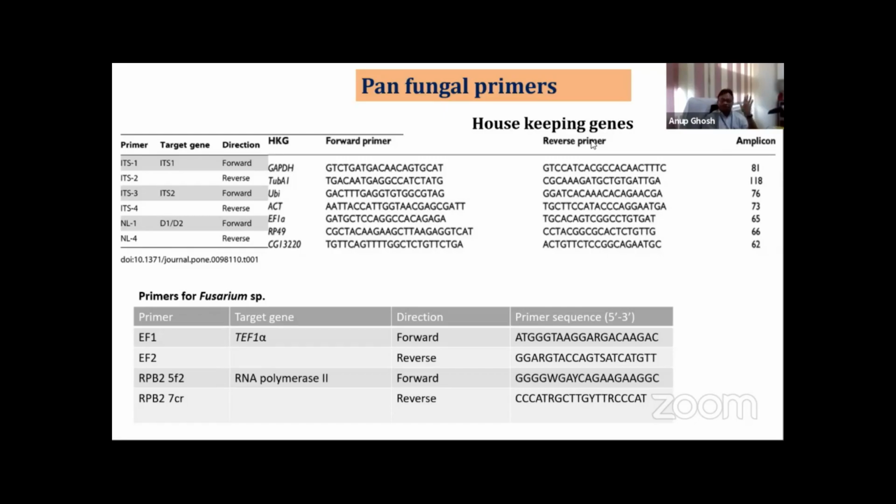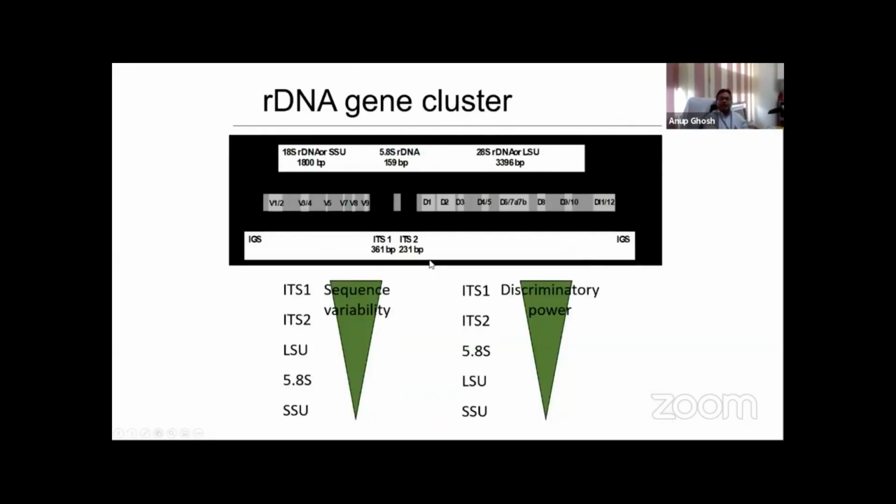So these are all housekeeping genes we are also using for the diagnosis of fungal infection, or basically the identification. The only problem with these genes is that they are not multiple copy, they are single copy genes. And this particular diagram shows, when we are designing the primer and identifying, you see ITS1, ITS2, LSU. So your sequence variability is going down. Similarly, the discriminatory power of the speciation is also going down if you come from ITS1 to ITS2 to 5.8S to LSU to SSU. So I hope I could tell you how we are designing primers, how we are targeting for the PCR.